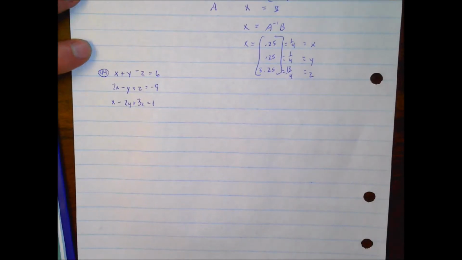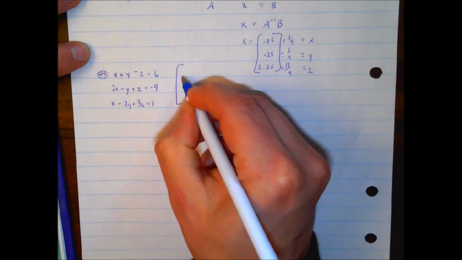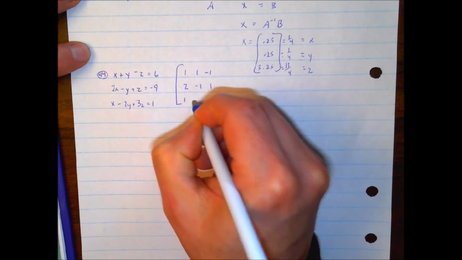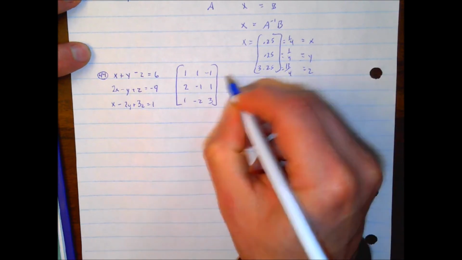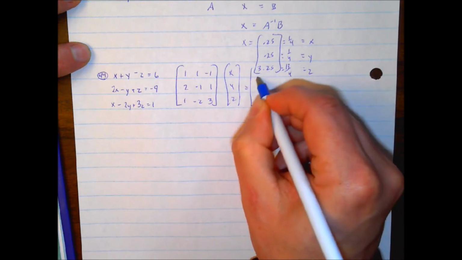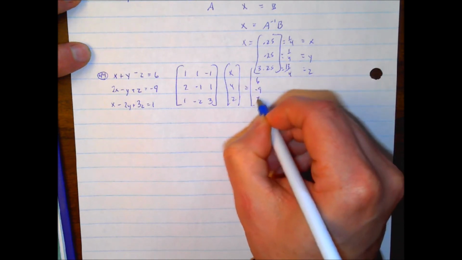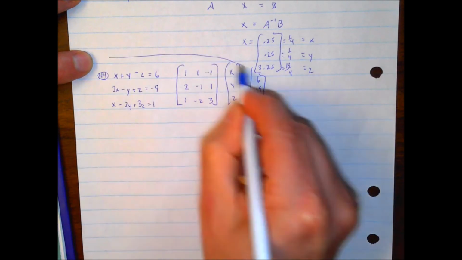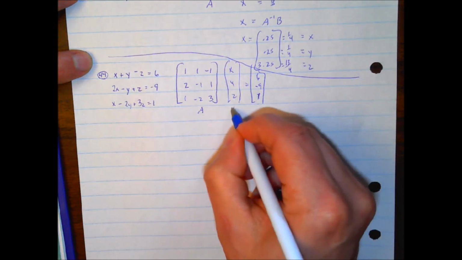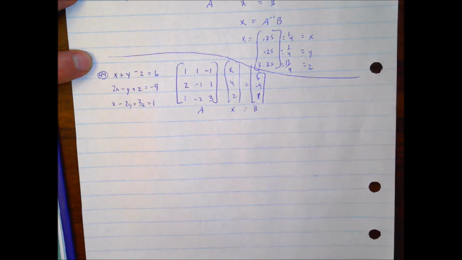Okay, number 44, same thing. 1, 1, negative 1, 2, negative 1, 1, 1, negative 2, 3, times the X, Y, Z matrix equals 6, negative 9, and 1. Okay, so we've got to put matrix A in there to find these.